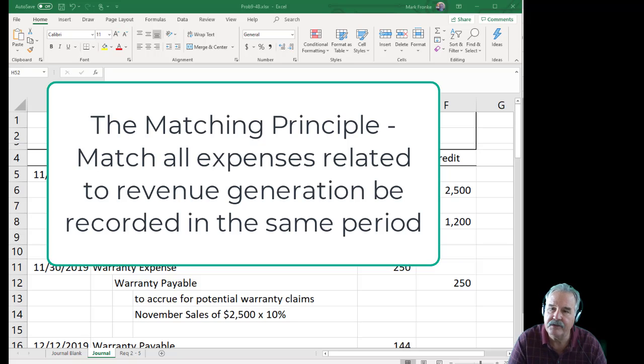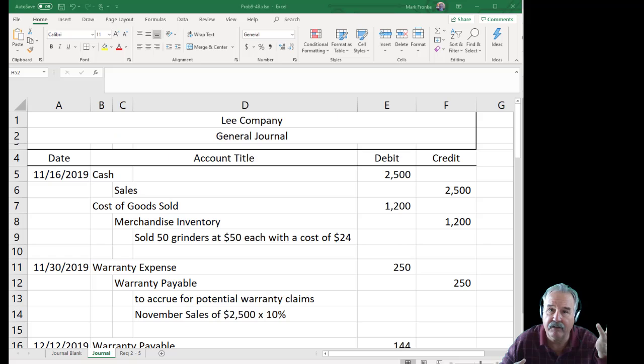So, in other words, if we sold a refrigerator in December, but we sent somebody out to fix it the following May, and we had the sale in 2019, and we had the expense of repairing it in 2020, that would be a direct violation of the matching principle. So that's why we're setting up these liabilities. So let's see how this works.